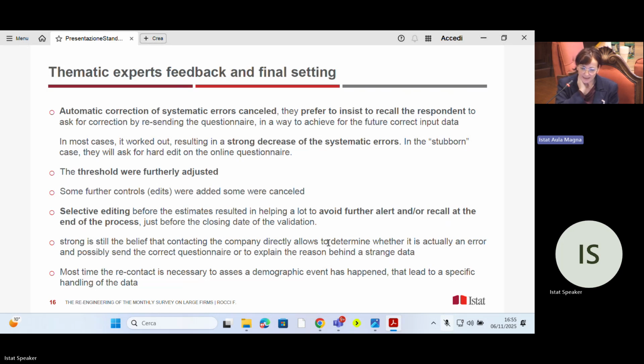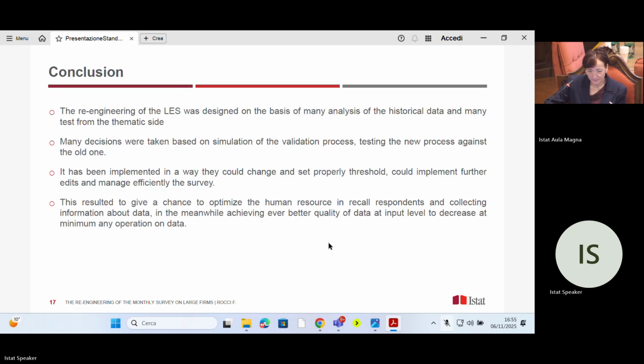The selective editing before the estimates helped a lot to avoid further alerts and recalls at the very end of the survey. Strong is the belief that contacting the company directly allows determining whether it is actually an error or anomalous, and above all, assessing if a demographic event has happened.